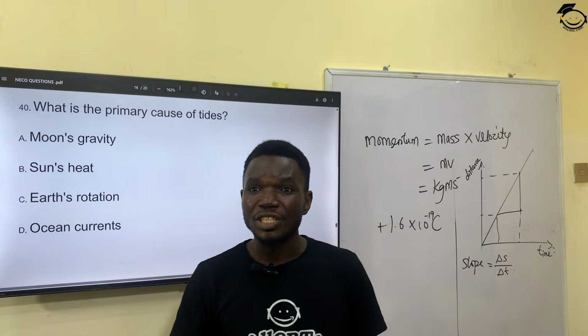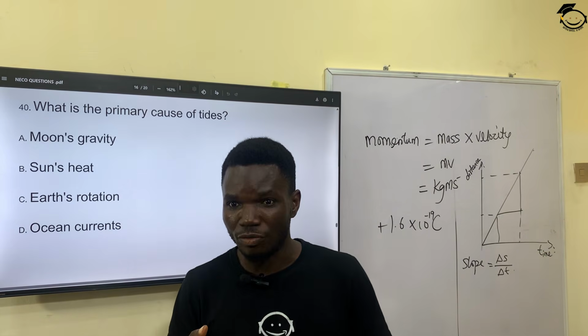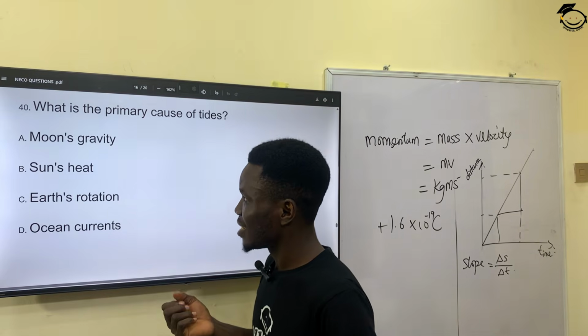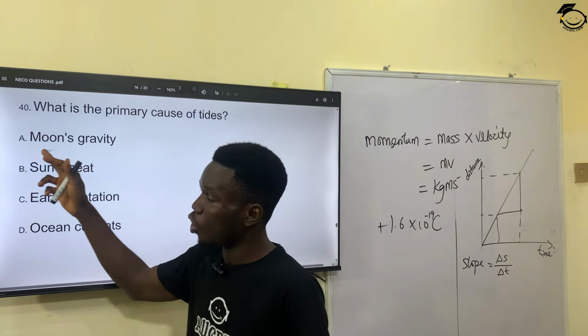So the moon's gravity is what causes a gravitational pull on the ocean waves. Hence, there's tides. So it is caused by the moon's gravity. And that is option A.